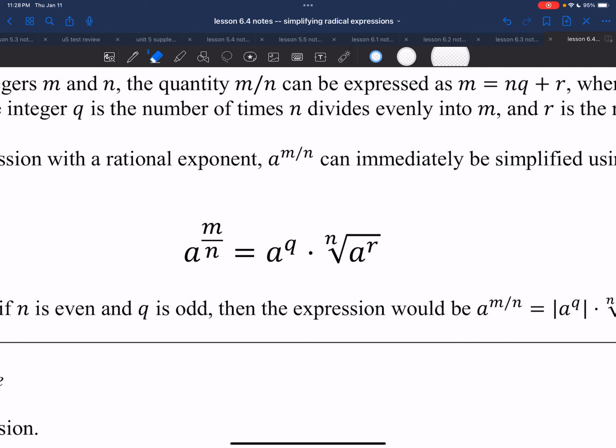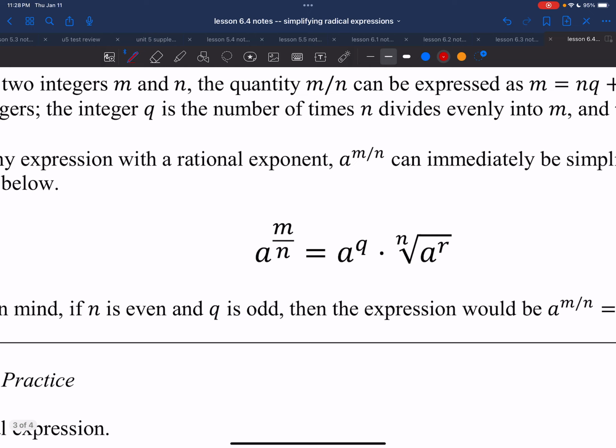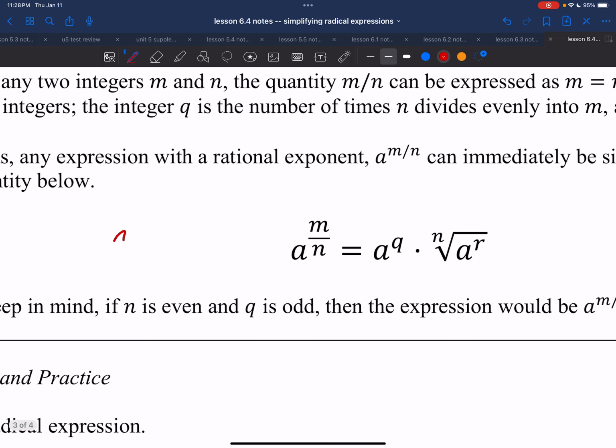I am going to do some more examples, but to illustrate this fact, with that very same example, if you had A to the 9 halves, 2 goes evenly into 9 4 times. So you can write this as A to the 4 times the square root, and it's square root because the denominator is 2, of a single A, because the remainder is 1, right?